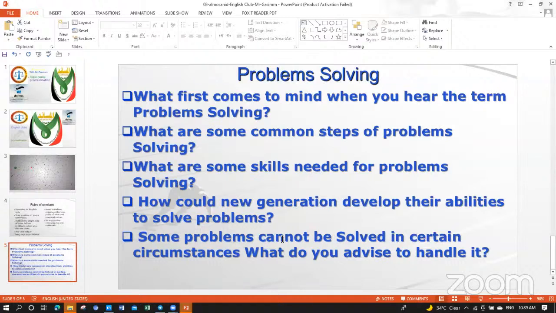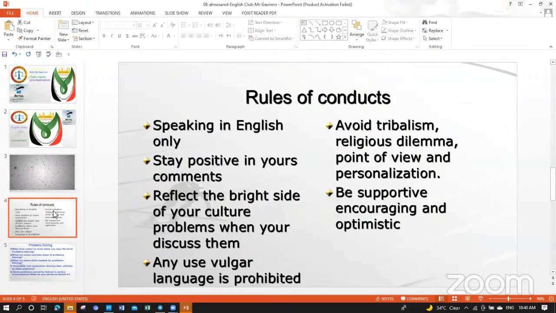So, for the newcomers, let me just remind you of the rules for this discussion. You should be speaking in English only. Stay positive in your comments and reflect the bright side of your culture problems when you discuss them. Any use of vulgar language is prohibited, and avoid tribalism, religious dilemma, point of view, and personalization. Be supportive, encouraging, and optimistic. That is all we need here in this class.